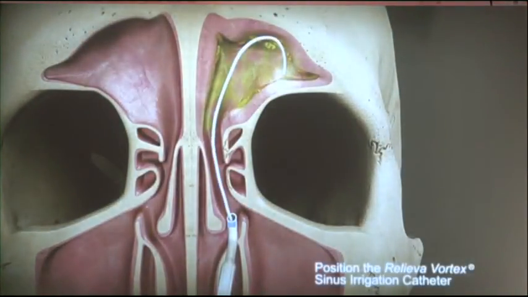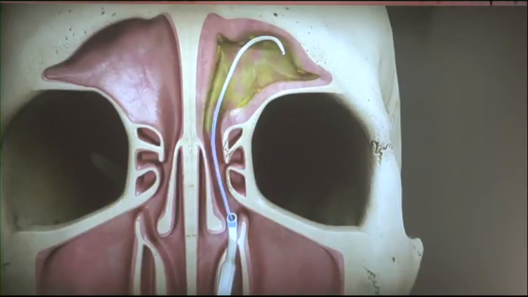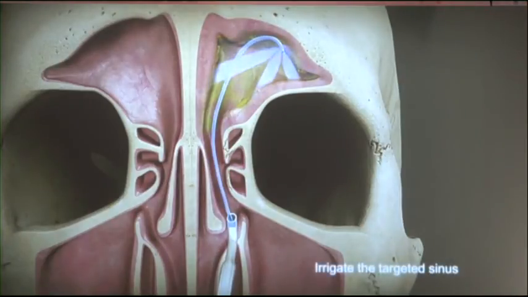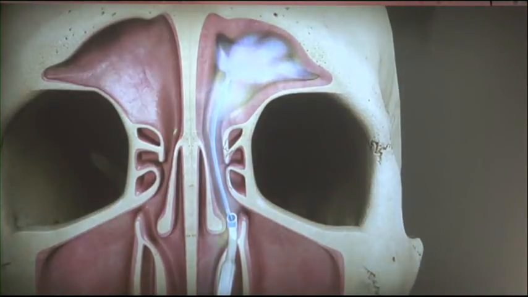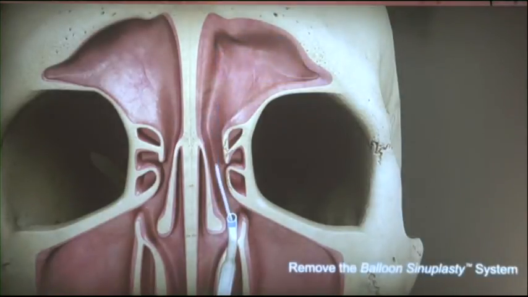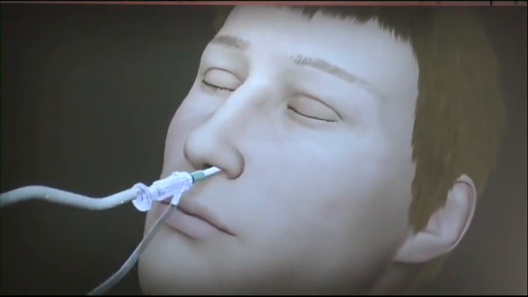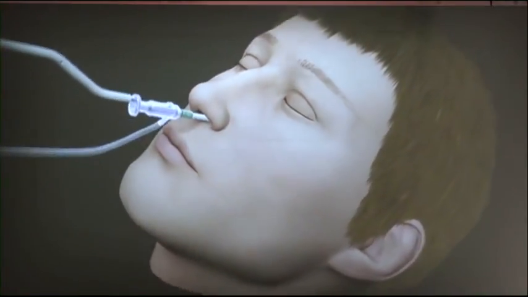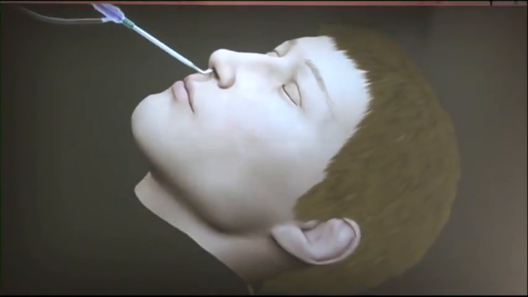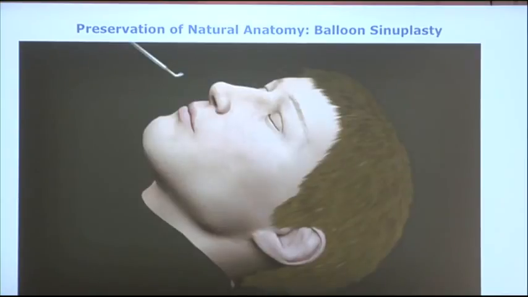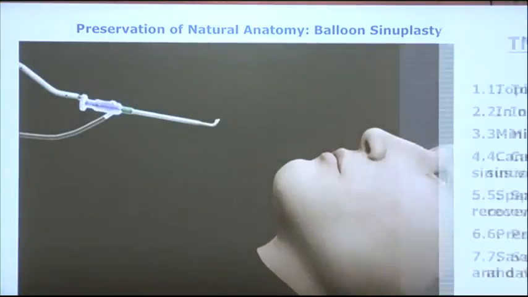And then a balloon is passed over the wire, which I think they may have already shown, and water can also be flooded in the sinus to wash out thick mucus. And then the device is removed. The actual process itself maybe takes 15 minutes, but patients tend to be there for about an hour because I spend a lot of time numbing them and making sure they're comfortable and understand what they're going to experience.